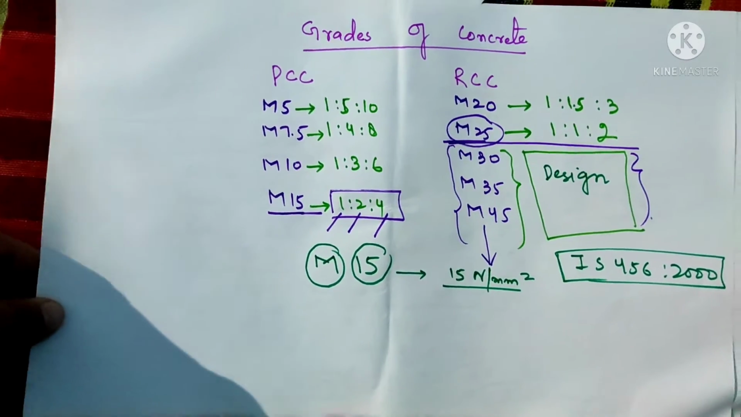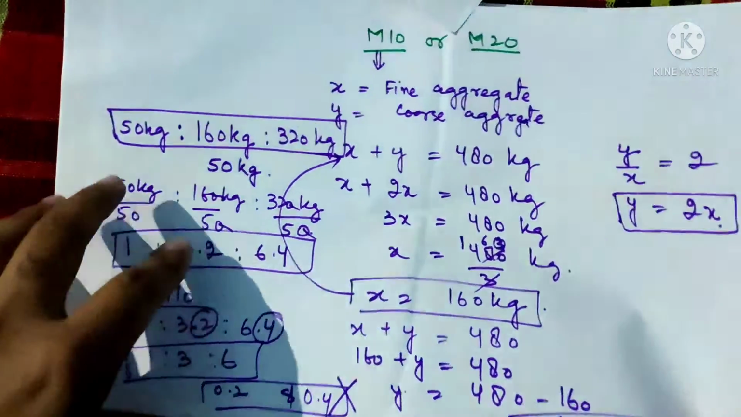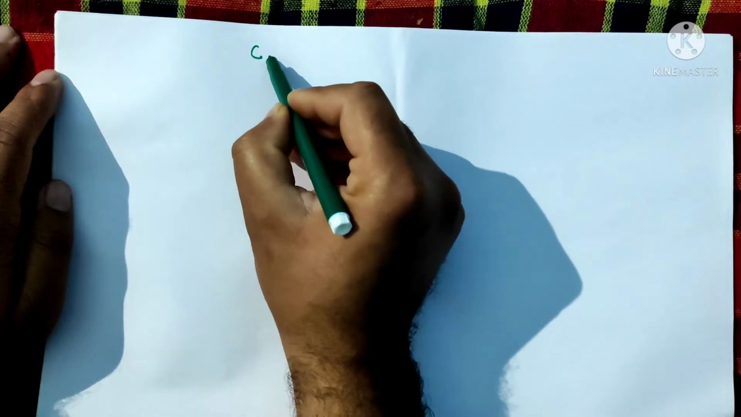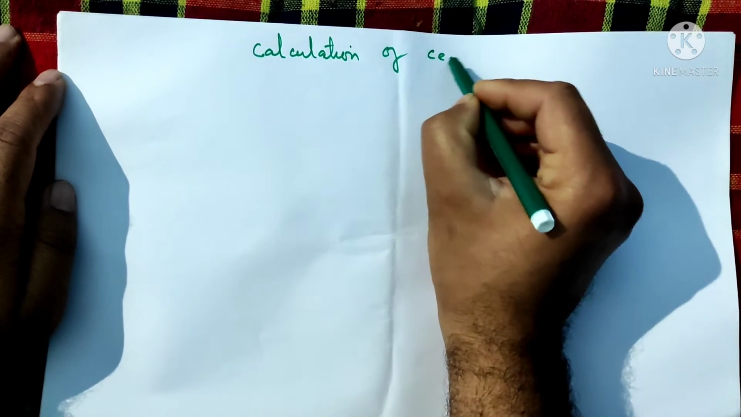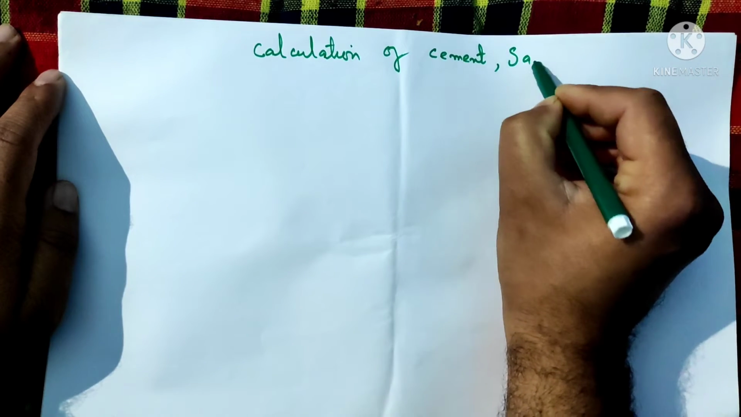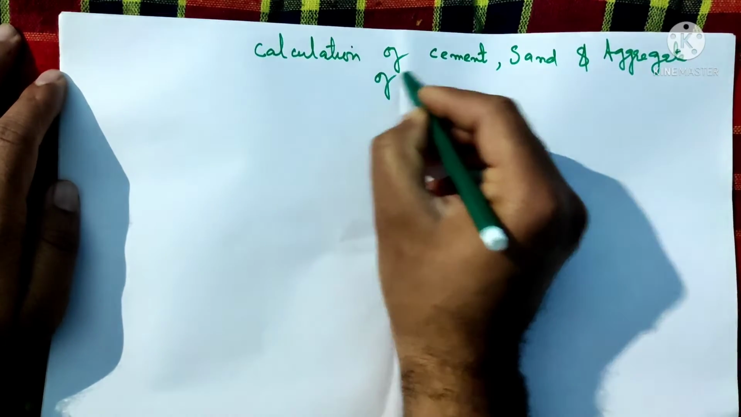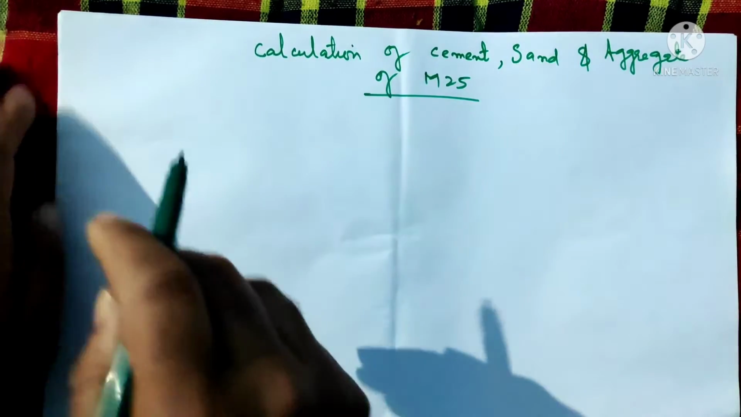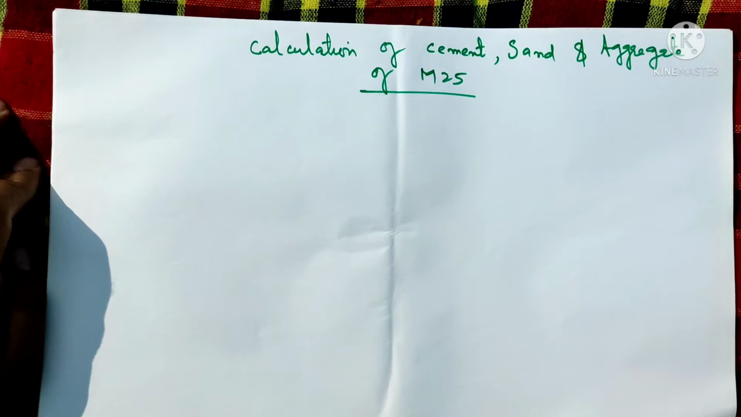Let us calculate the quantities from the proportion of grade M25. Calculation of cement, sand and aggregate of M25. Let us calculate. Consider 1 cubic meter of volume. Let's say we are calculating the quantity of cement, sand and aggregate for 1 cubic meter of concrete.